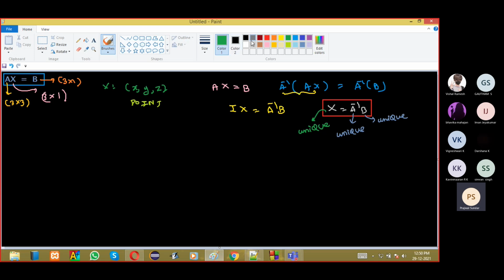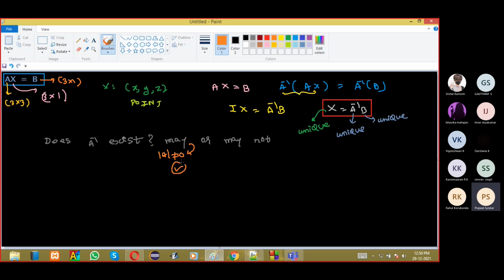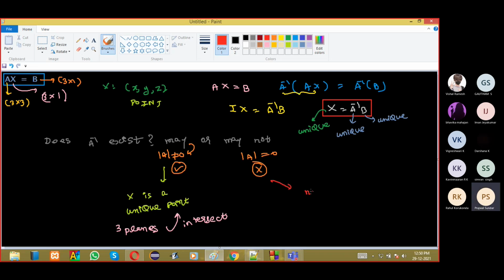But the problem is, does A inverse exist? It may or may not, right? So when does A inverse exist? If determinant A is not 0, A inverse exists. If determinant A is 0, then A inverse does not exist. So if determinant A is not 0, then x is a unique point. Meaning 3 planes are there, and they intersect at a unique point. But if determinant A is 0, then no unique solution is there.